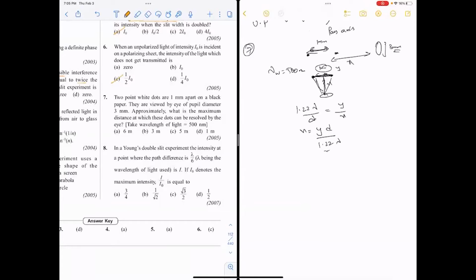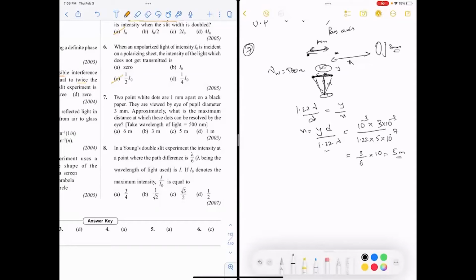That is what matters for us basically. So y is the distance, which is 1 mm, 10 power minus 3. Small d is 3 mm, so 3 into 10 power minus 3 by 1.22 into lambda, which is 500 nanometers, 5 into 10 power minus 7, right? So 3 by 6 approximately into 10 power, this 7 goes to the numerator plus 7. So 6, 10. 3 by 6 into 10, so 0.5 into 10, so 5. So approximately 5 meters. Are you able to understand this question?